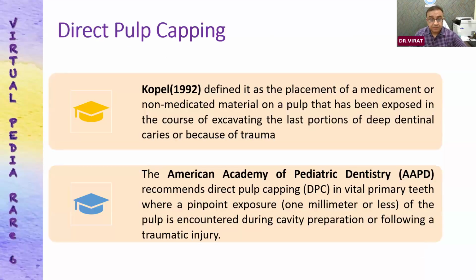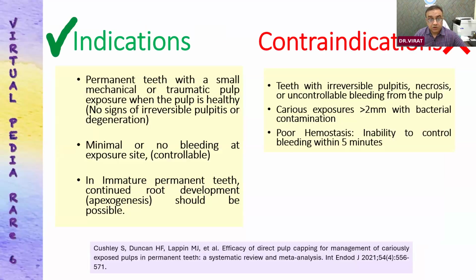Coming to direct pulp capping, the American Academy of Pediatric Dentistry recommends direct pulp capping in vital primary teeth where a pinpoint exposure of the pulp is encountered during cavity preparation or following a traumatic injury. Indications include permanent teeth with a small mechanical or traumatic pulp exposure when the pulp is healthy, with minimal or no bleeding at the exposure site, and immature permanent teeth where apexogenesis is done. The contraindications are teeth with irreversible pulpitis, necrosis, or uncontrolled bleeding from the pulp, carious exposure of greater than 2 millimeters with bacterial contamination, and poor hemostasis or inability to control bleeding within 5 minutes.